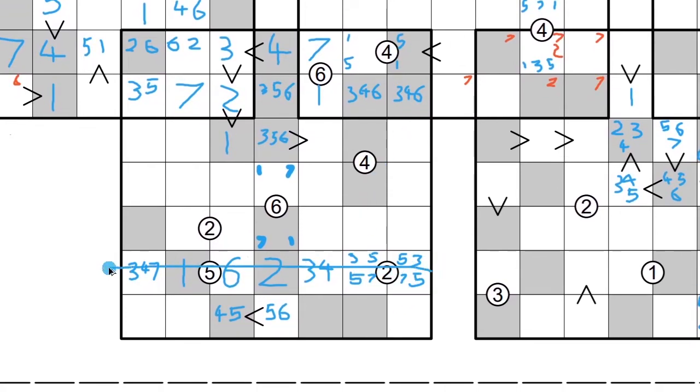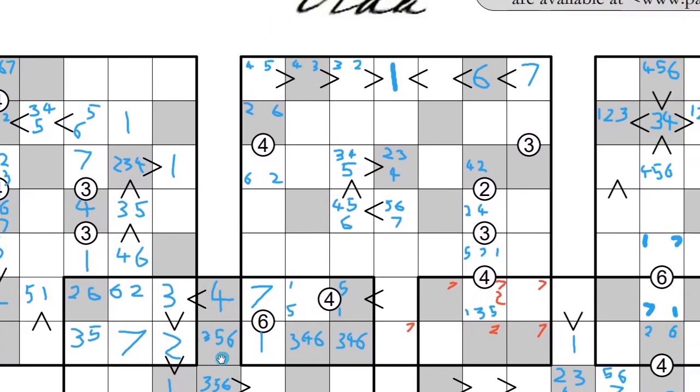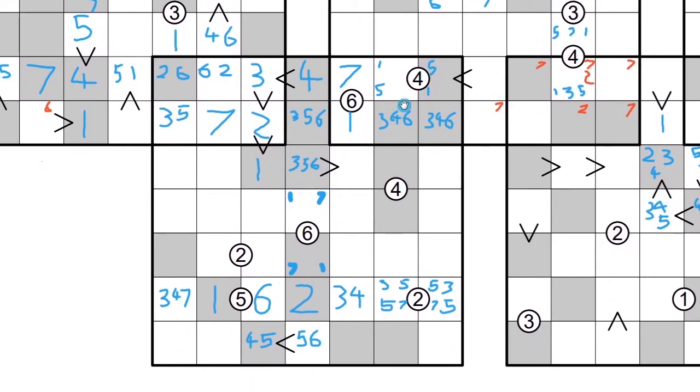Don't think I can resolve anything here. I know that the fives go there for sure. There's no one place where one thing has to go. Once again, though, I know that none of these are five. Is that useful for this thing? It both means that none of these are five and none of them are one. So not five, not one.